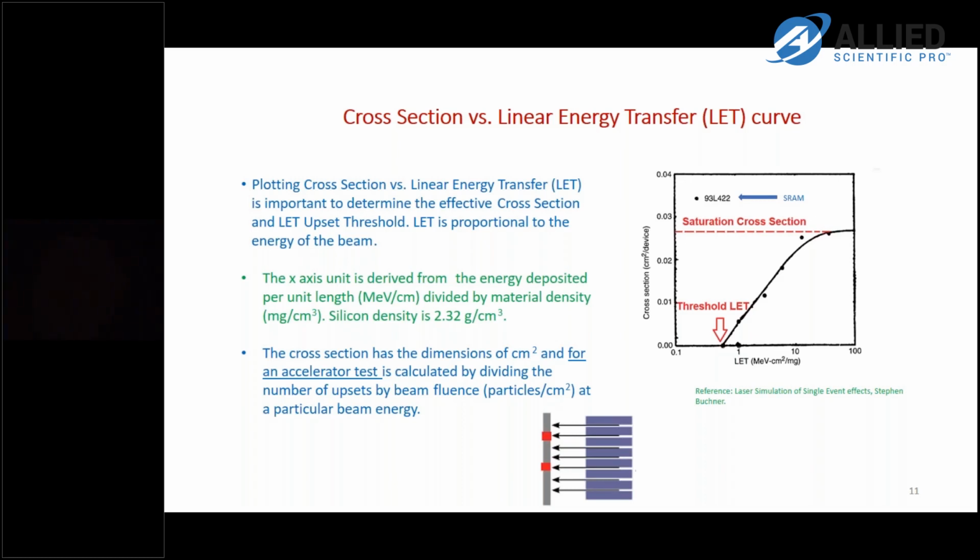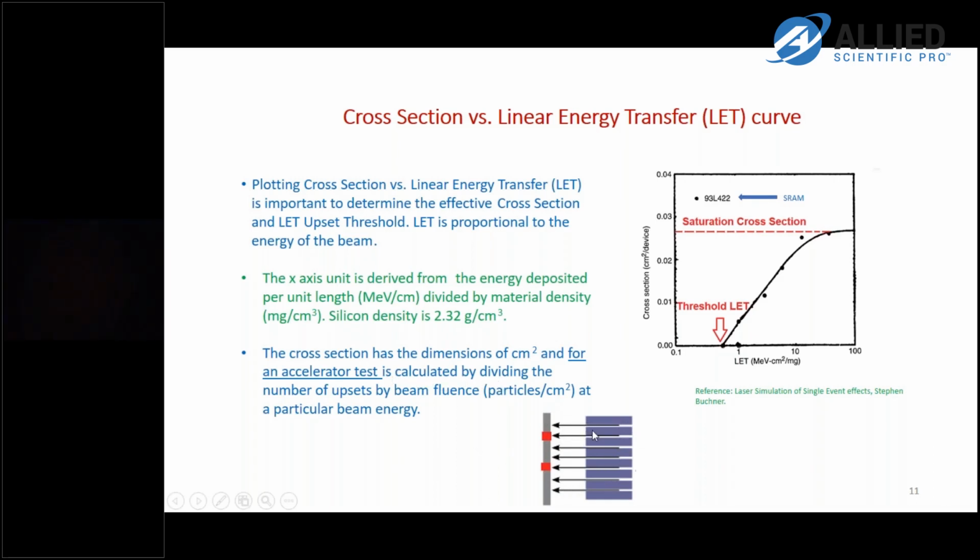Now the cross section has dimensions of centimeter square, and to measure it, it is calculated by dividing the number of upsets by the beam fluence in particles per centimeter square at a particular beam energy. So here, for example, you see these beams of particles are hitting the circuit, and there are only two of them that are causing upsets. So there are two upsets. You would divide these two by the fluence of the particle, how many particles per centimeter square, and that will give you the cross section.